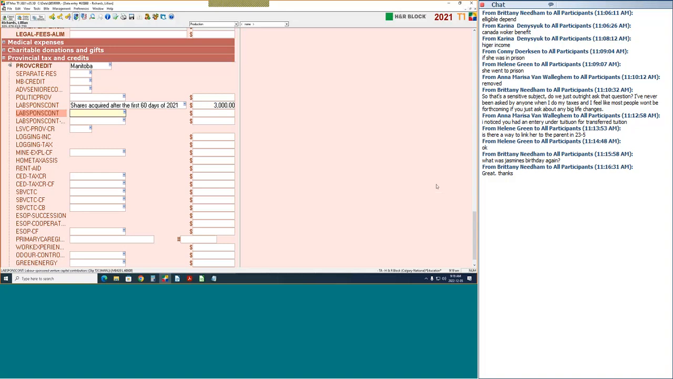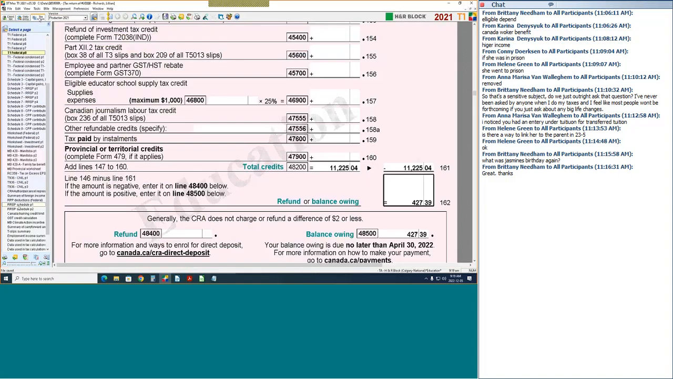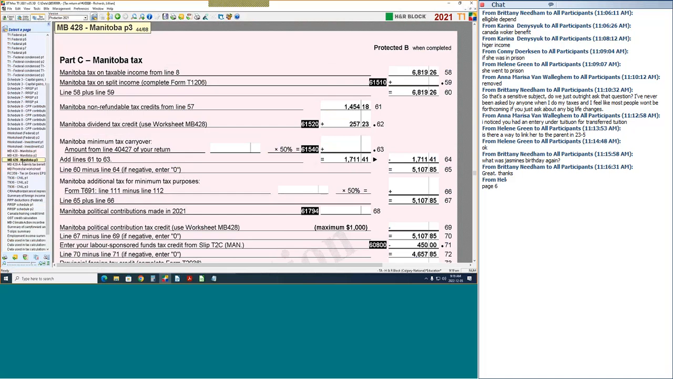Okay. Once I put in an LSVCC of 3,000, where will that show up on the tax return? I'm looking for it in two places. Does anyone remember? I'm going to start with the Manitoba.